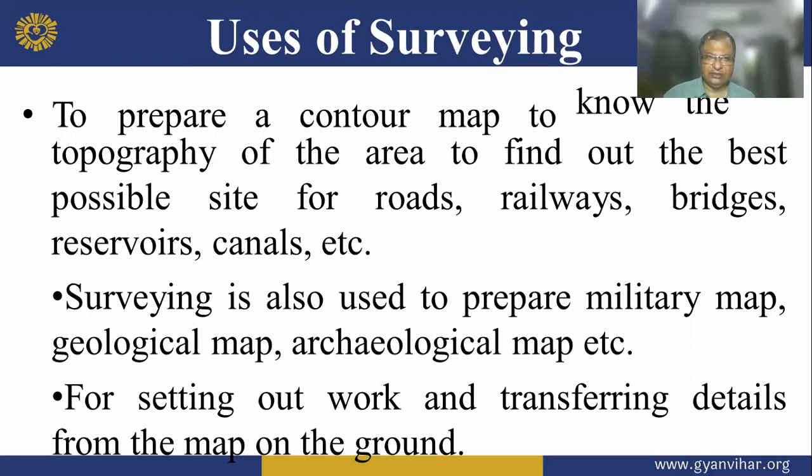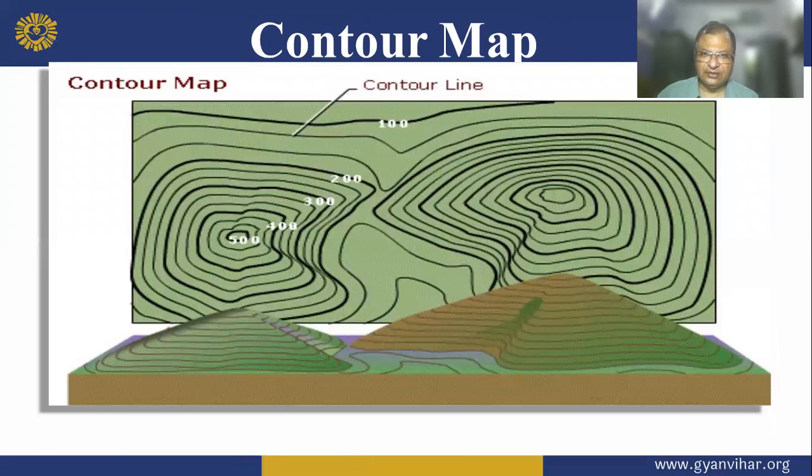Correct? Prepare a contour map to know the topography of the area, to find out the best possible site for road and railway, bridge, reservoir and canal, etc. So this is the use of surveying. Now this is the contour map and these are contour lines.